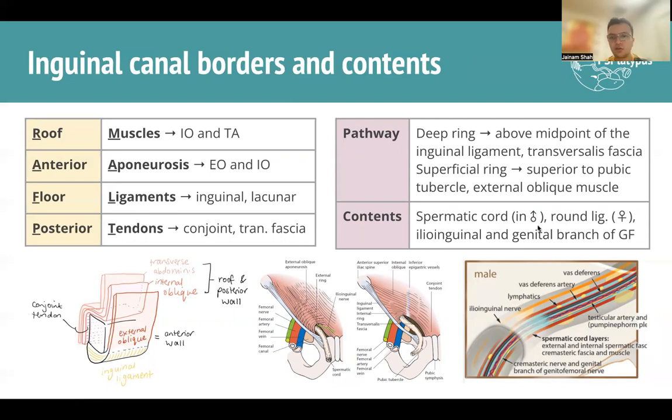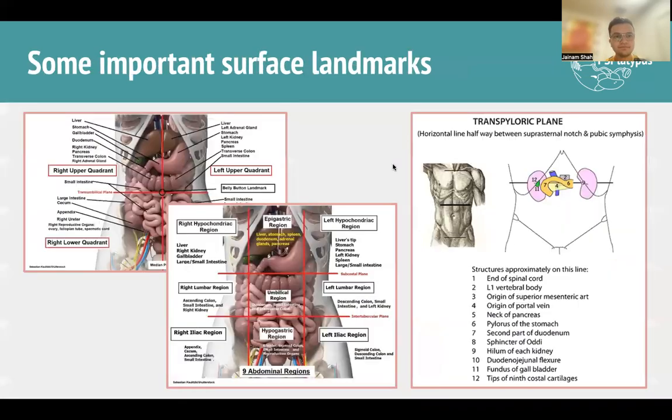You've got the spermatic cord in males, which you can kind of see the contents of within this diagram here. In females, you don't need a spermatic cord because you're not transferring anything down to the testicles or the scrotum. So you just have a round ligament. And then in both males and females, you will have the ilioinguinal and the genital branch of the genitofemoral nerves.